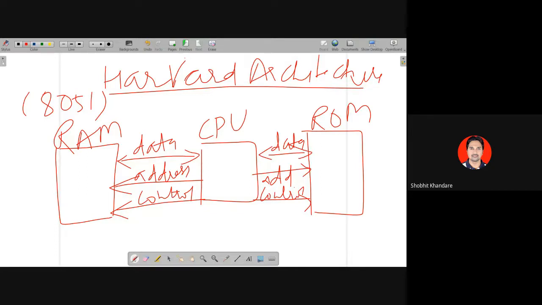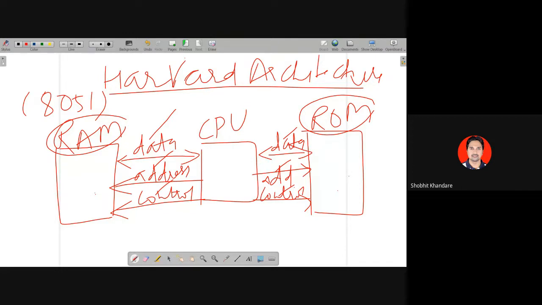Don't you think that we have overcome the problem of slower execution in this? Yes or no? Yes, sir. Yes, because अगर मुझे रैम को एक्सेस करना है तो उसके लिए सेपरेट है डेटा, एड्रेस, कंट्रोल. मुझे रोम को एक्सेस करना है तो उसके लिए भी सेपरेट है, डेटा, एड्रेस और कंट्रोल. दोनों को मैं एट अ टाइम कर सकता हूँ. Yes, I can access RAM as well as ROM at a time.